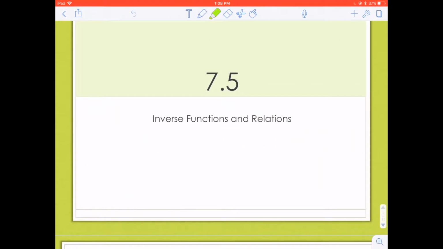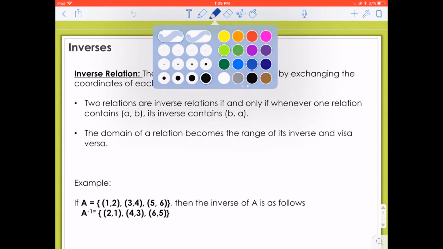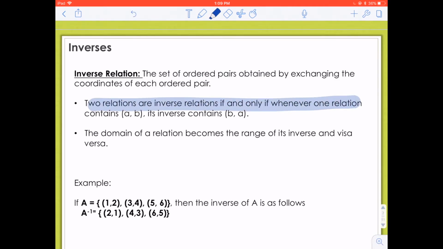So inverse functions and relations. An inverse function is the set of ordered pairs obtained by exchanging the coordinates of each ordered pair. So two relations are inverse functions if and only if one relation contains (a, b), its inverse contains (b, a).